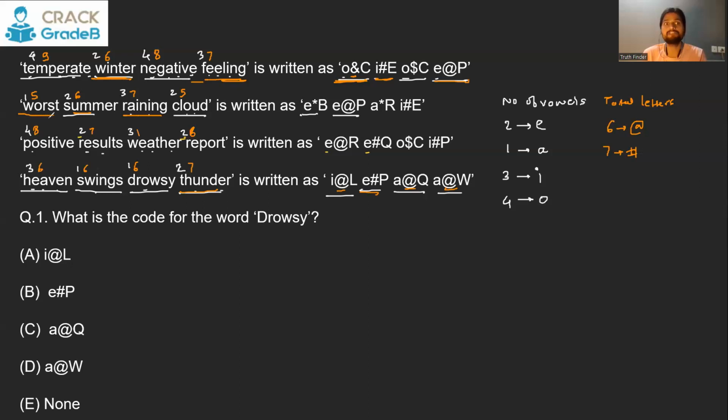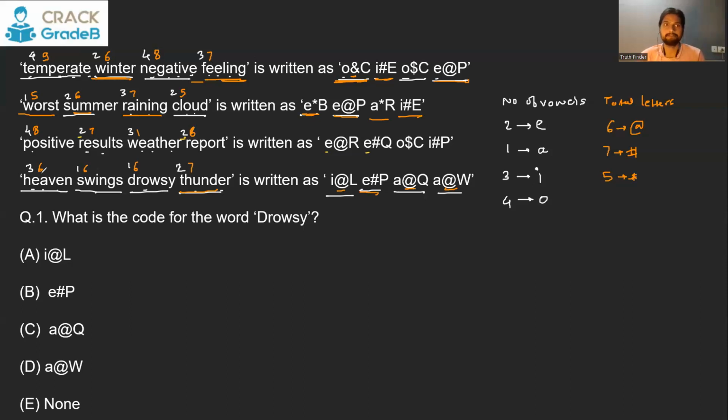What is left here is 5. So at and hash are already for 6 and 7. What is left is star. So for 5 letters, you have star in the middle. What else can we figure out? From here, 6 we know, 7 we know, 5 we know. 1 and 8 are left.